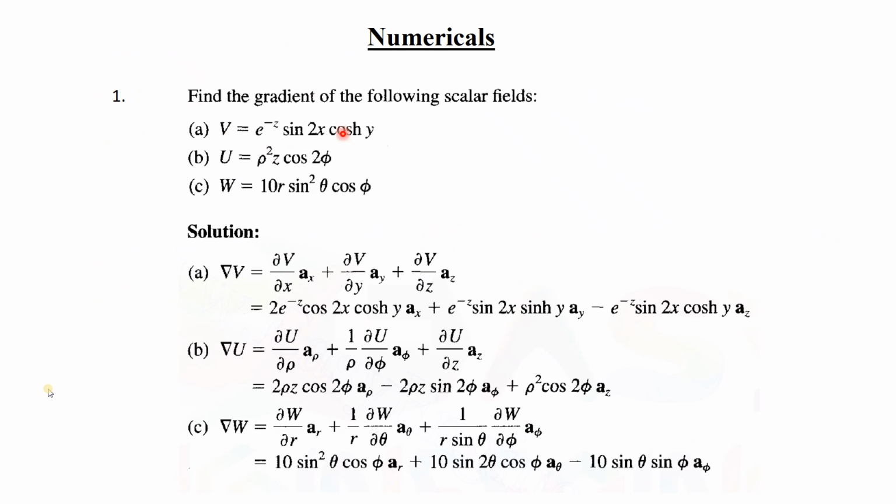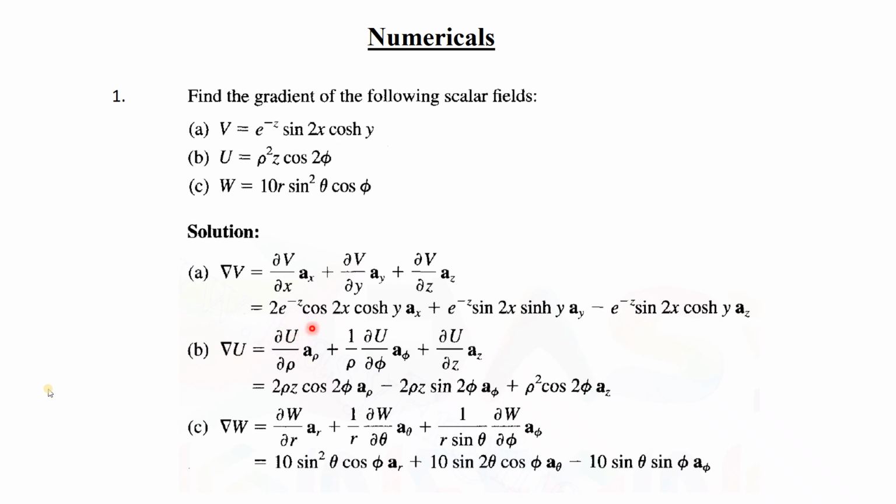So there is one numerical with respect to it. I have already explained the Cartesian coordinate numerical. Suppose you talk about the cylindrical coordinate system, example 1b, so u is equal to rho square z cos 2 phi. This is a scalar, so it does not have any direction, only magnitude. So you have to find the del operator.